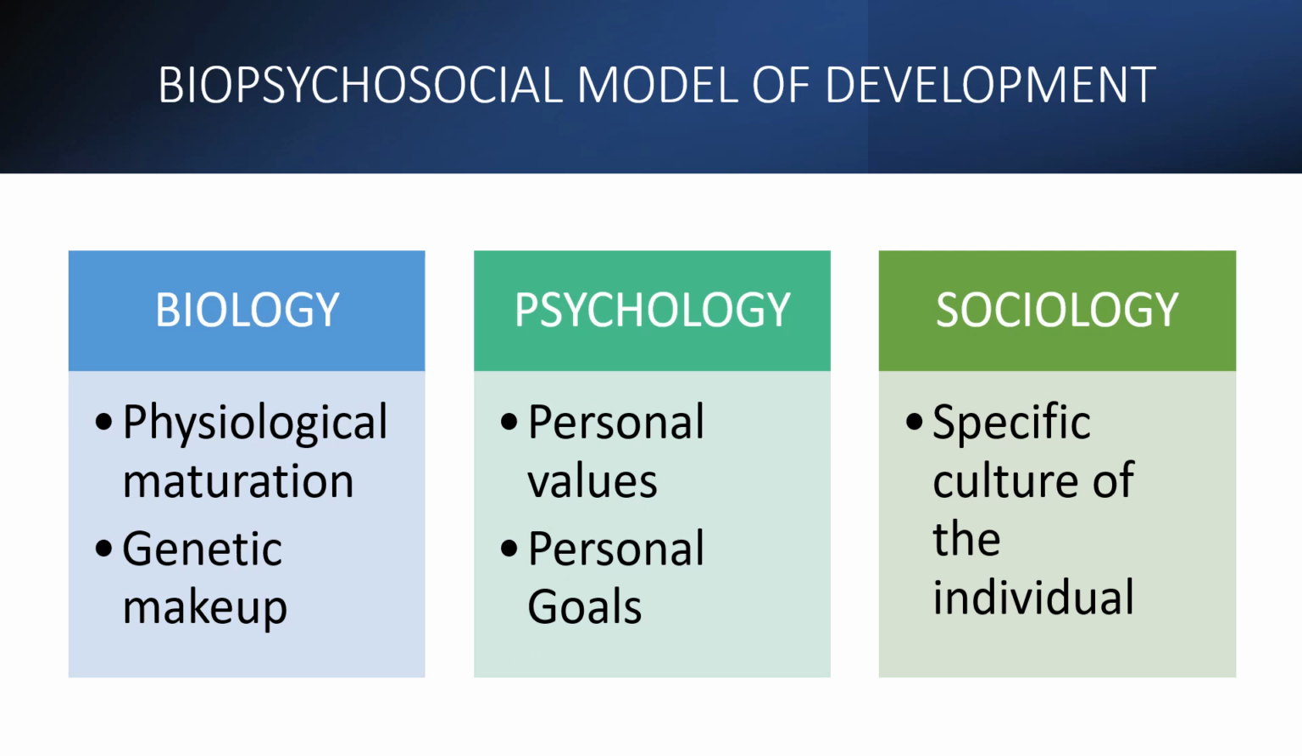Havighurst proposed a biopsychosocial theory of development, wherein the developmental tasks in each stage are influenced by the individual's biology through their physiological maturation and genetic makeup, their psychology through the personal values and personal goals, and their sociology through the specific culture of the individual.